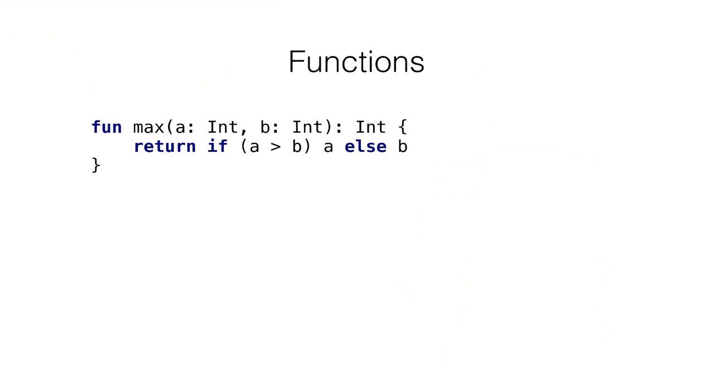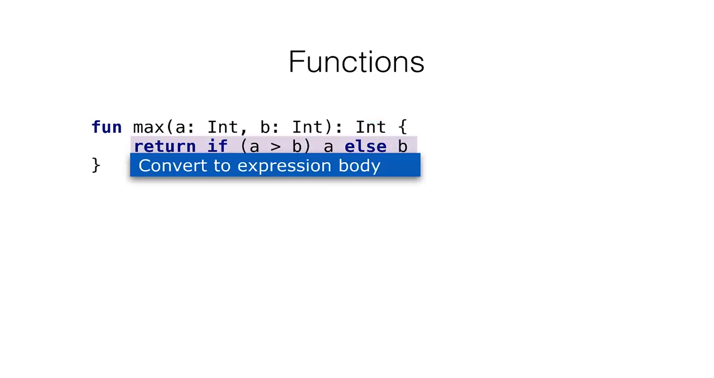Here you can see the syntax for a function in Kotlin. This function returns a maximum of 2 values. Note that the parameter type specification is put after the parameter name, like for variables. In a similar manner, function return type specification follows the argument list.